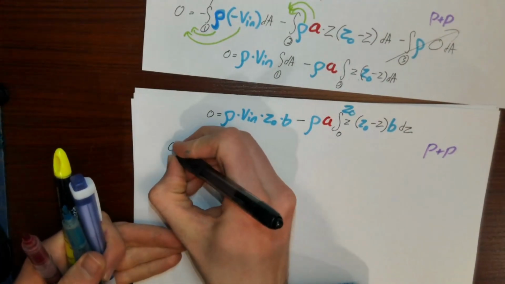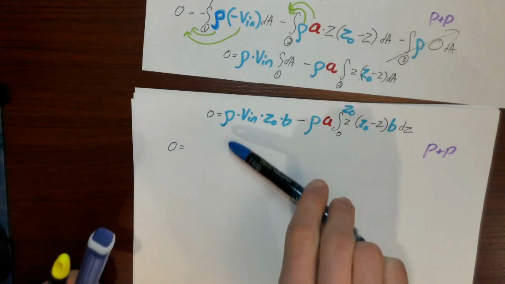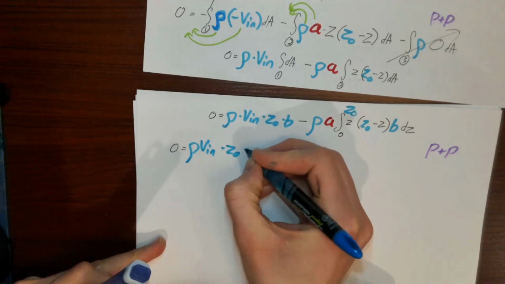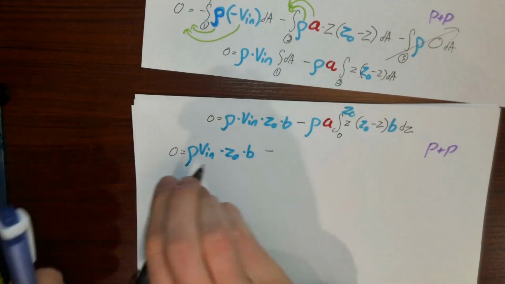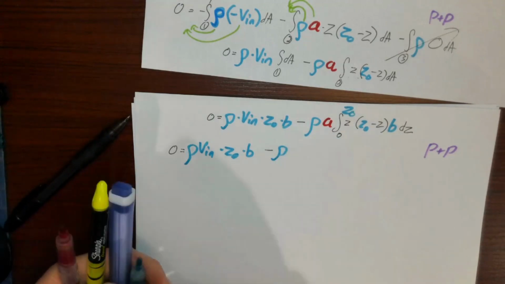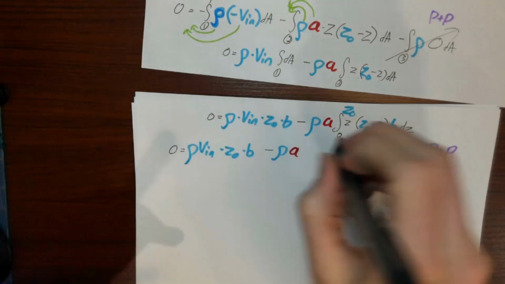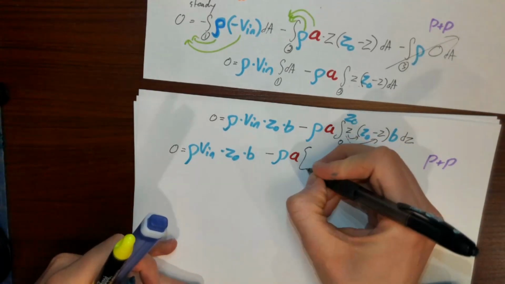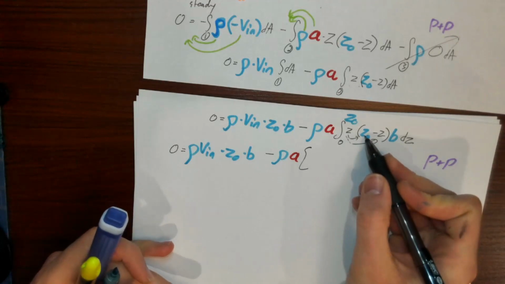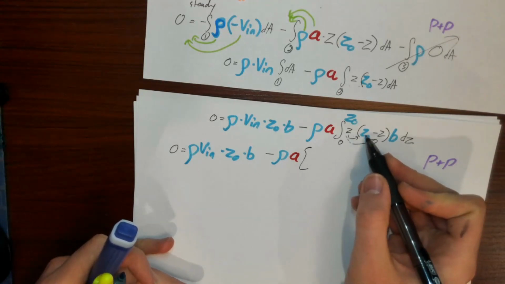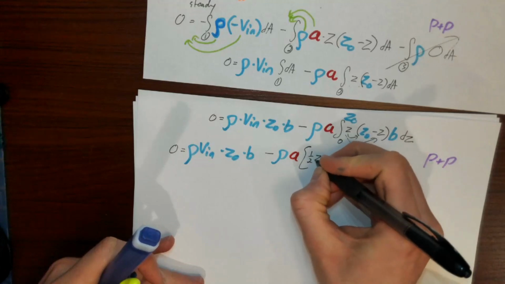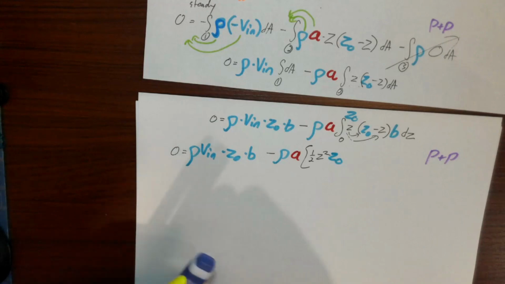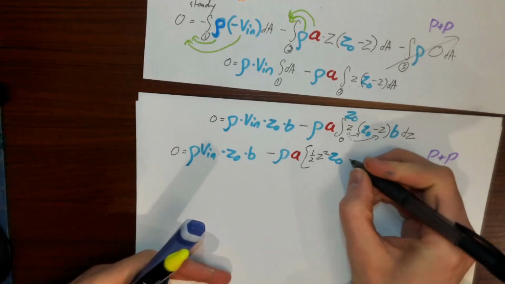All right. So integrate. We still have this term here, rho v_in z_0 b minus rho a, and I like to distribute this so I have a polynomial that I'm familiar with. When I distribute the z, I have z times z_0. When I integrate that, I get 1/2 z squared z_0, and then when I distribute the z here, I get a minus.